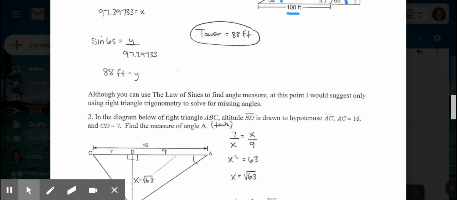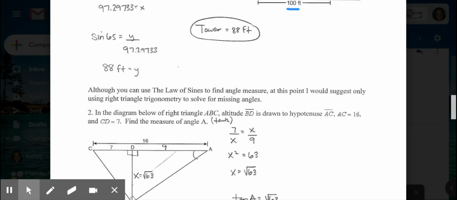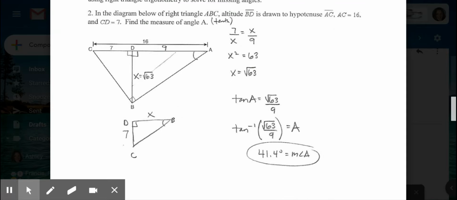So you can use law of sines to find angle measure. At this point in your math career, you don't need that as much, but just so you know, it's a possibility. Looking at this triangle, a couple things going on. We have similar right triangles. Sorry, this problem: similar right triangles. We want to find an angle.